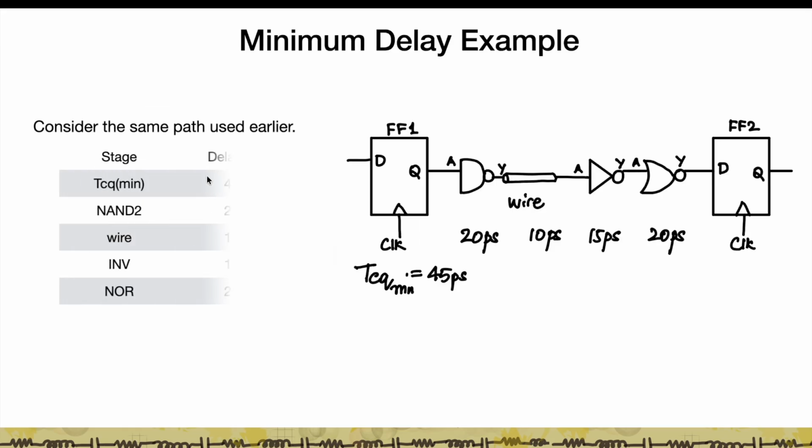So let's put some numbers on the same path we've been working with. For hold analysis, we use minimum delay values, the fastest every stage can possibly switch. Minimum clock queue of FF1 is 45 picoseconds, NAND gate minimum is 20, wire minimum is 10 picoseconds, inverter minimum is 15 picoseconds, and NOR gate minimum is 20 picoseconds. Those are the conditions where everything runs fast. Light load, short wires, favorable process. On the next slide, we'll add these up and find out how early the signal can possibly arrive at FF2.